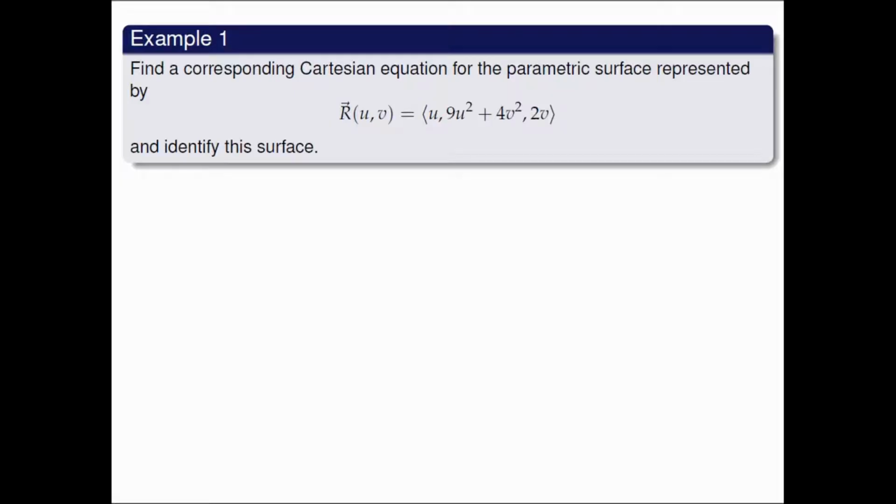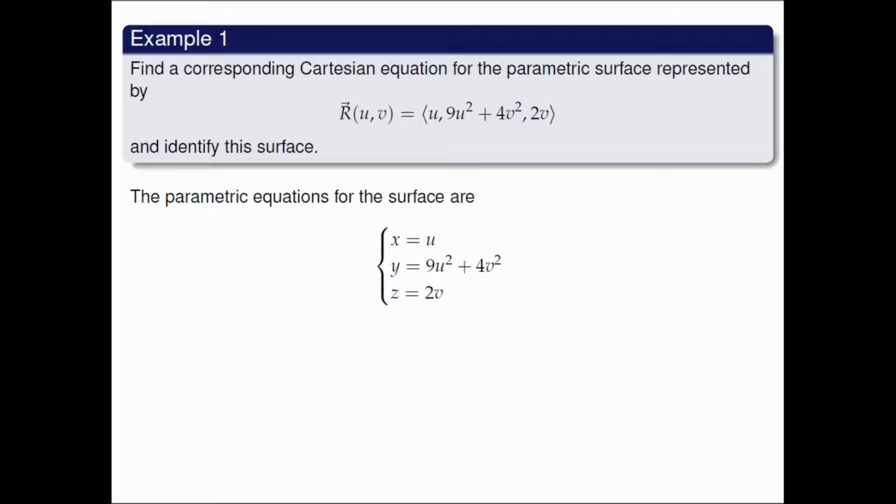Find the corresponding Cartesian equation for the parametric surface represented by this vector function with components u, 9u squared plus 4v squared, and 2v, and identify the surface. The parametric equations for the surface are x equals u, the x component, and then y equals the y component, so y equals 9u squared plus 4v squared, then z equals the z component, so z equals 2v.